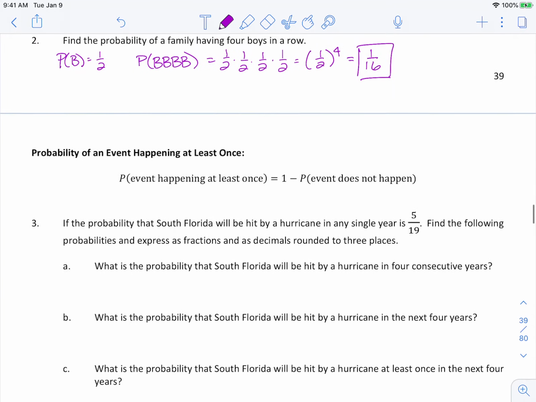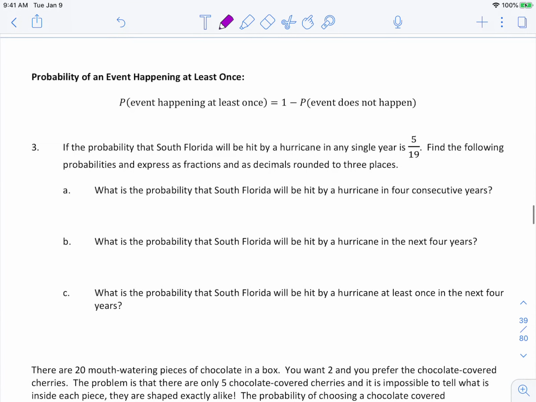Probability of an event happening at least once. This is going to be 1 minus the probability that an event does not happen. Remember, at least once means 1 or more times.